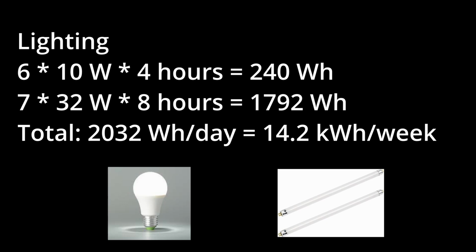Next, let's do the lighting. There are 6 typical LED light bulbs in the room, and then 7 fluorescent 4-foot light cylinders. Pulled some common values online. Let's say the 6 normal light bulbs times 10 watts times 4 hours per day would give you 240 watt hours. And then if you use 32 watts times 8 hours a day for the light cylinders, you get 1792 watt hours. So for the energy use, we have the 2032 watt hours per day. You multiply that by 7, you get 14,000 watt hours per week.